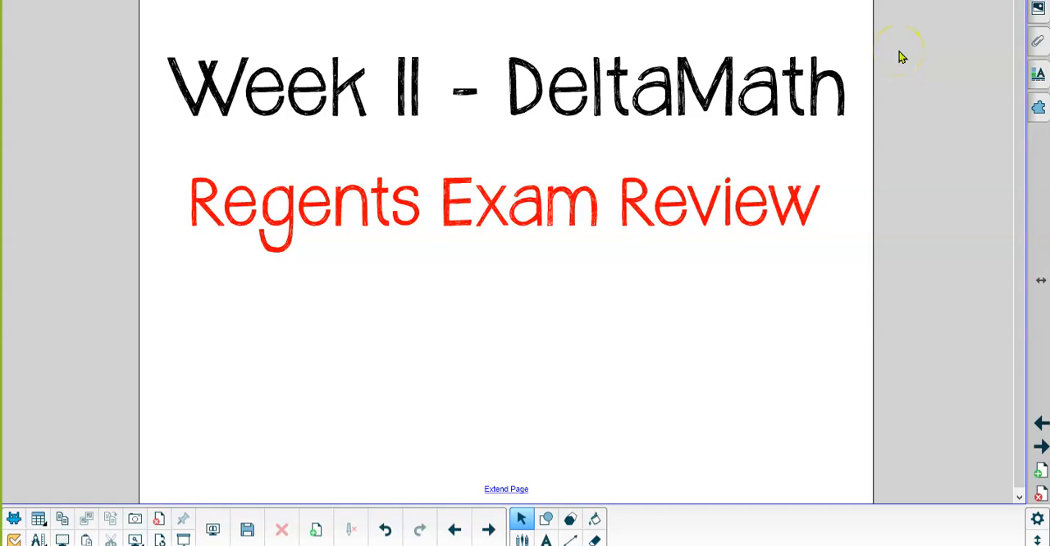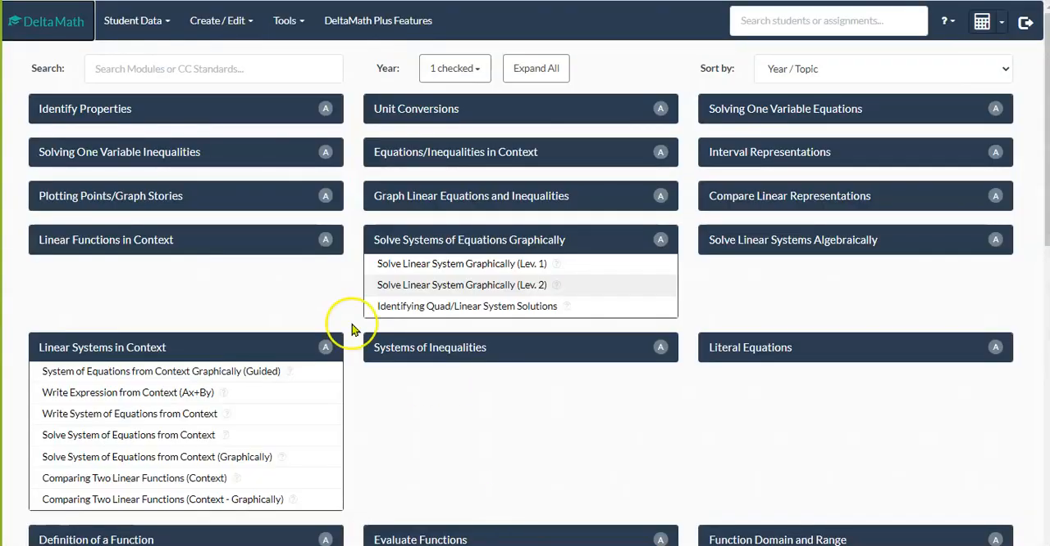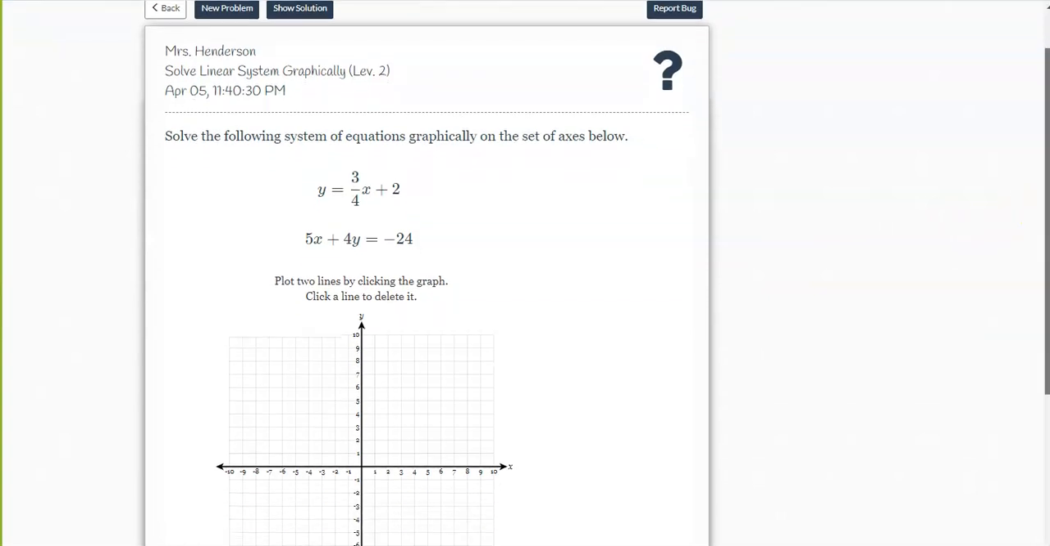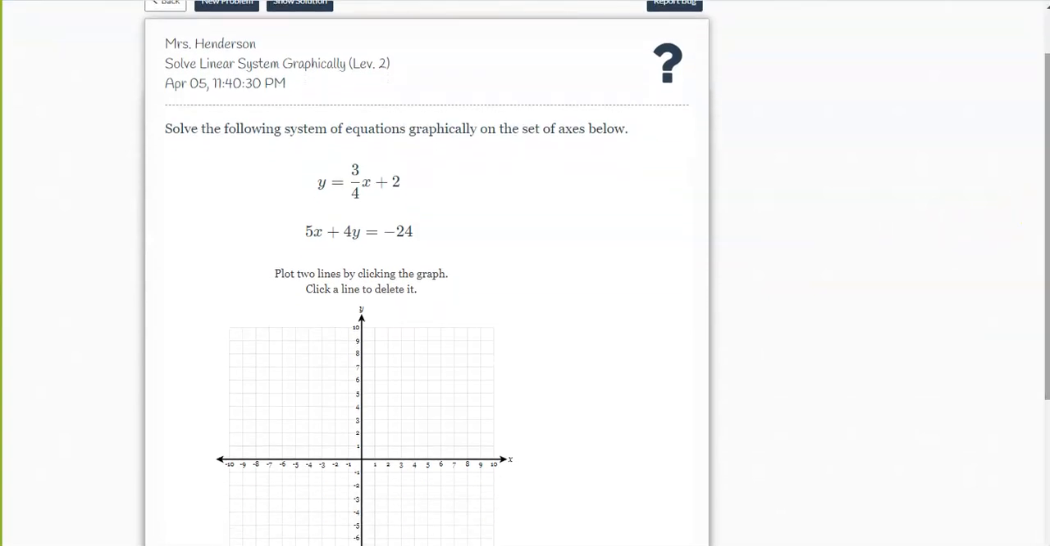This tutorial will help you with the Week 11 Regents exam review questions. Let's take a look. So the first one was to solve a system of linear equations graphically, and it says level 2, which means that both of the equations will not necessarily be given to you in slope-intercept form.